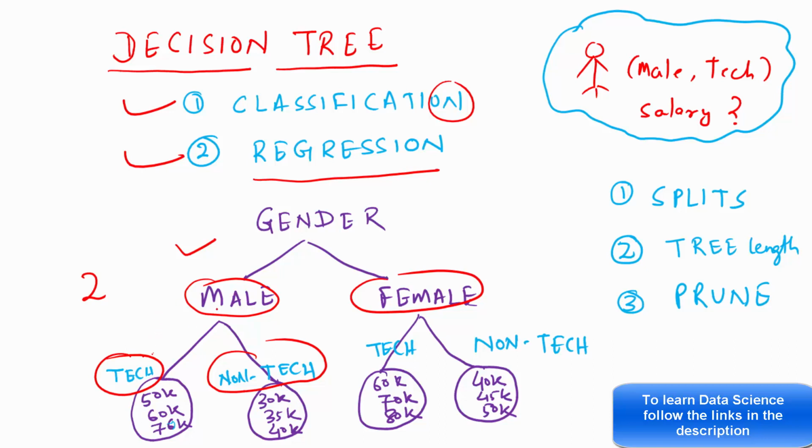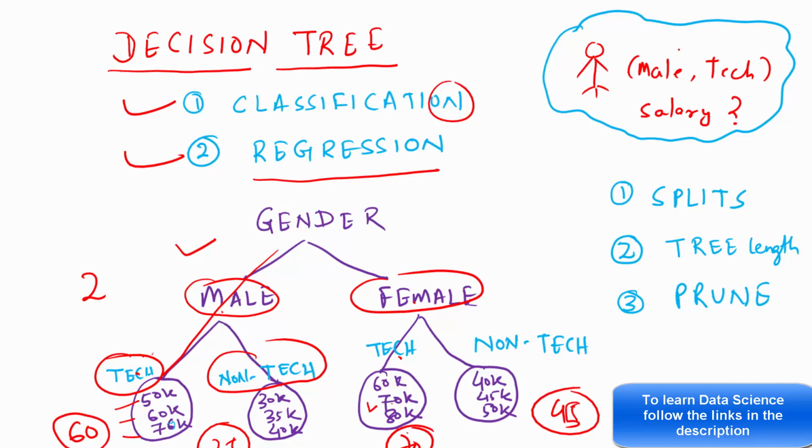Now somebody male and who is working in tech, we have got three observations in this particular subsample. We have got somebody having 50k, 60k and 70k. So the average of 50 plus 60 plus 70 by 3 is nothing but your 60, right? So average of salary in this particular node is 60. Similarly, somebody who is male and working in non-tech has average salary of 35. And similarly, somebody who is female and working in tech has average salary of 70, right? 60, 70, 80, 70. Okay. And somebody who is female and non-tech has an average salary of 45.